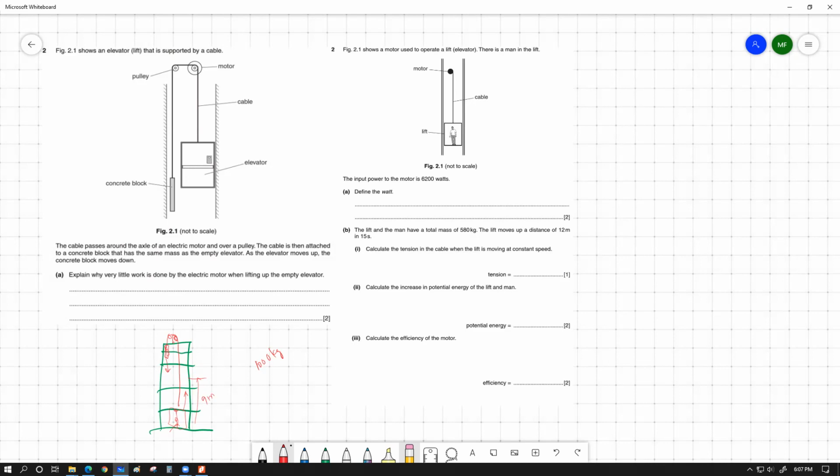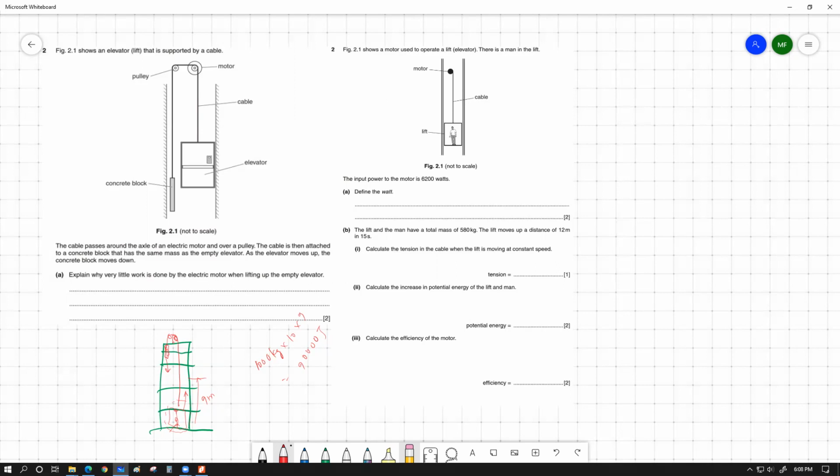then the beauty is that in the process of raising this person, the total GP gain of this whole thing will be 1000 kg into 10, which is the gravitational acceleration, into 9 meters. That gives you a value of 90,000 joules. So this whole system is going to have to gain 90,000 joules just to lift up a person who is definitely much smaller than this. For example, let's say a person is a very fat person.